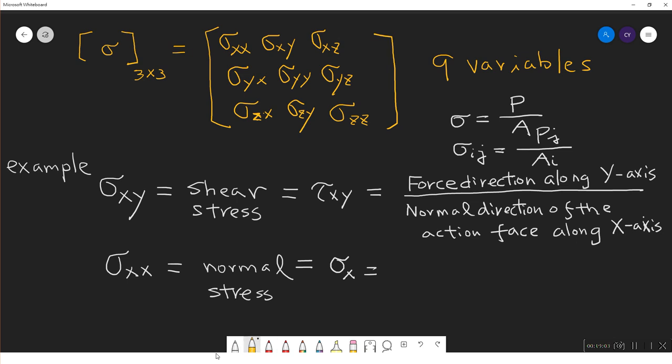So you should know x is for the action face, and the y here is about the force direction along y. So it is very, very important for you to understand the meaning. So in this case, please you may follow this rule.